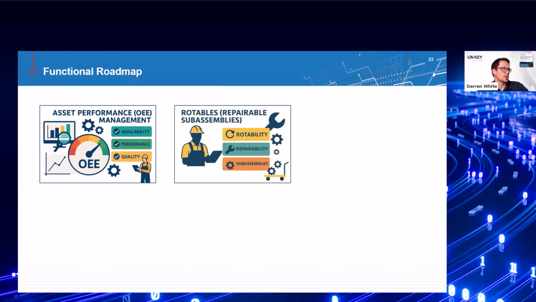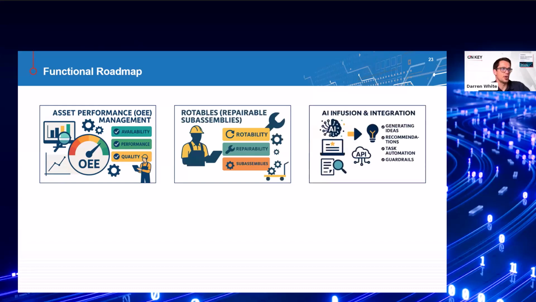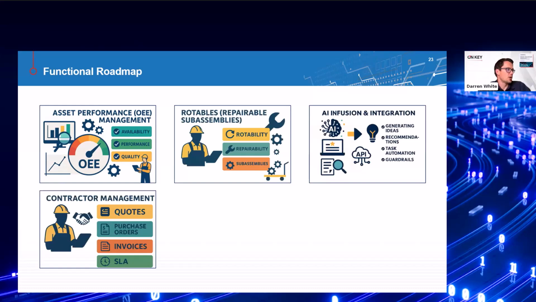Next one is rotables, so repairable sub-assemblies. This is where you need to remove one of your sub-assemblies, and it needs to go to the repair office. And how you manage that, we will also support in the system. Next is infusing more intelligence into the system for generating ideas and recommendations and automating your tasks. Contractor management, also busy with that, and we will have this available quite soon.